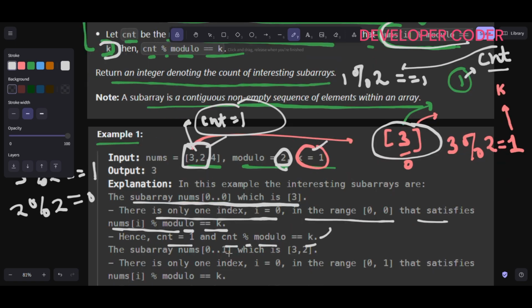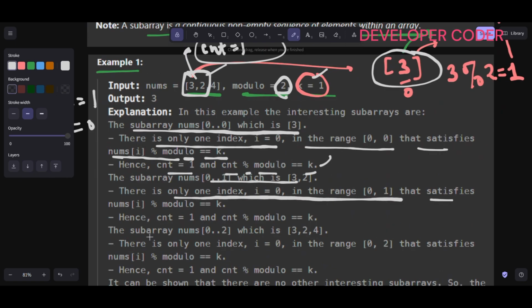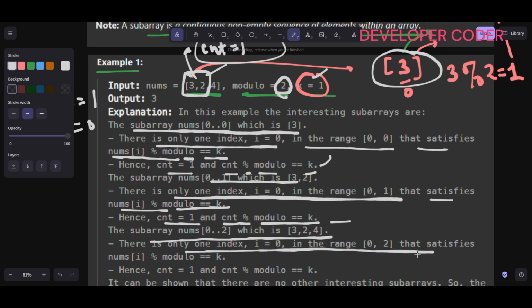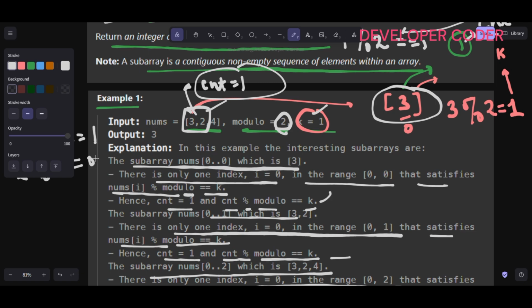Interesting subarray. There is only one index i equal to 0 in the range 0 to 1, that satisfies nums[i] mod modulo is equal to k, hence count is equal to 1 and count mod modulo is equal to k. Now this complete subarray, if you take nums[0..2], which is 3, 2, 4, there is only one index i equal to 0 in the range 0 to 2, that satisfies nums[i] mod modulo is equal to k, hence count is equal to 1 and count mod modulo is equal to k. So only these three are possible.